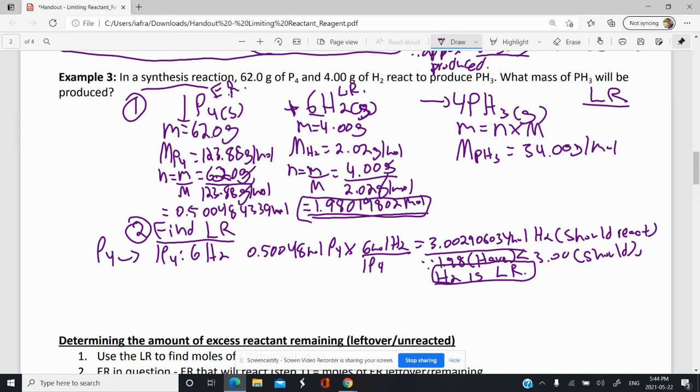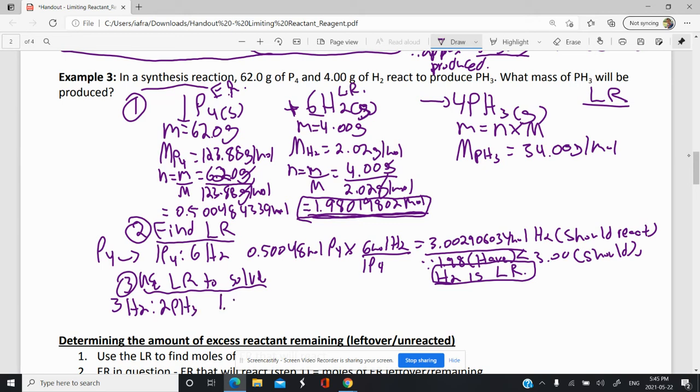So now I can use my limiting reactant moles, which was the 1.98 over here, and the ratio to find the moles of pH3. So let's go ahead and do that. So use LR to solve the problem. So our ratio is a 6-to-4 ratio, which is a 3-to-2 ratio. So we have 3 H2s for every 2 pH3s. And so we're going to do that.